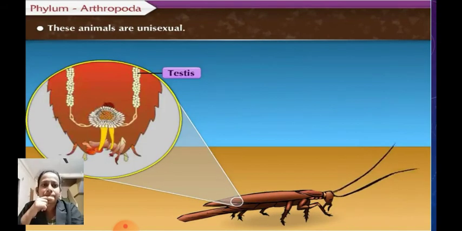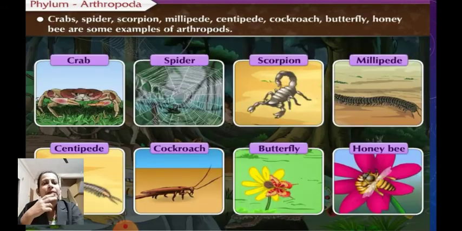Fine. Next. These animals are of course unisexual. That means male and female are different. Fine. Then the animals which belong to this phylum are crabs. Crabs are also included in this. Spiders, scorpion, millipede, centipede, cockroach, all when you find, you feel itchiness, correct?